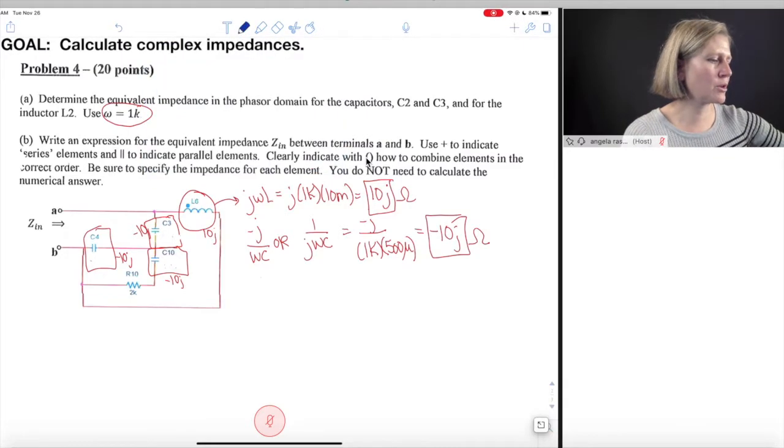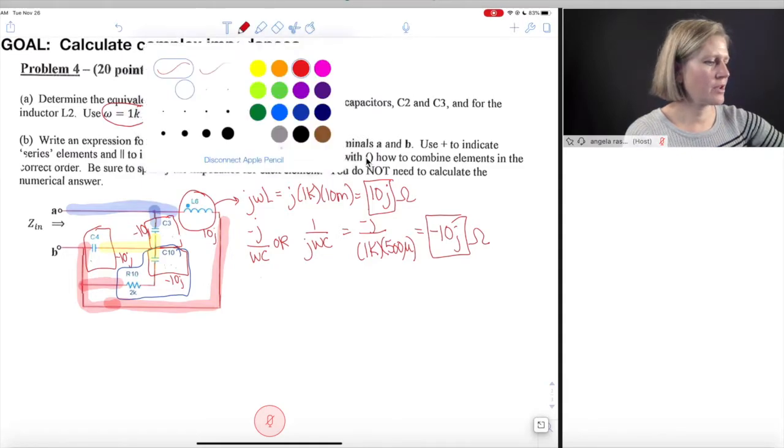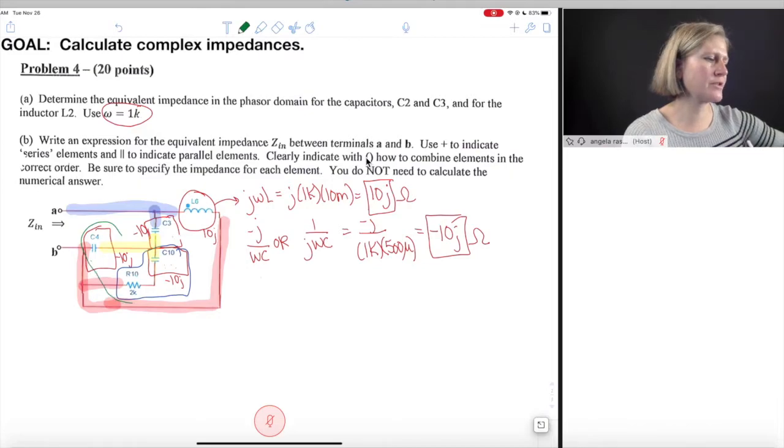So we notice that these two are in series, and that if we want to highlight these nodes, we will notice also that we have the C4 is in parallel with those two that are in series. And then they can be combined with C3 in series. And then all of that is in parallel with the 10J.